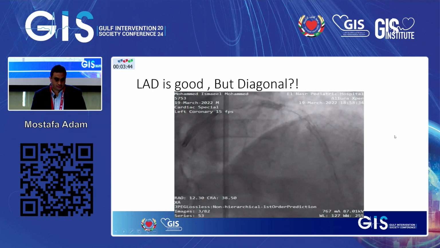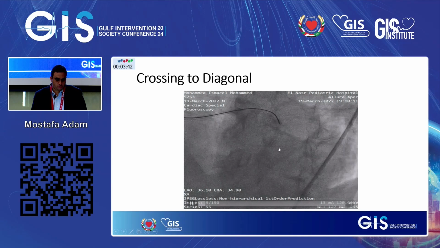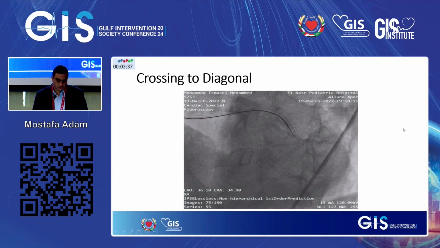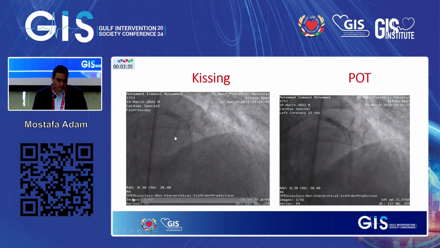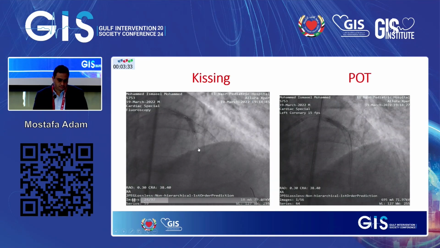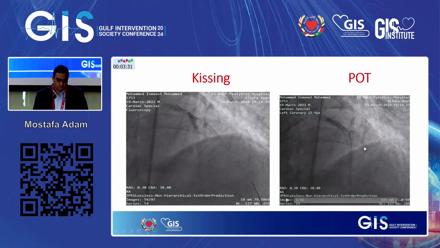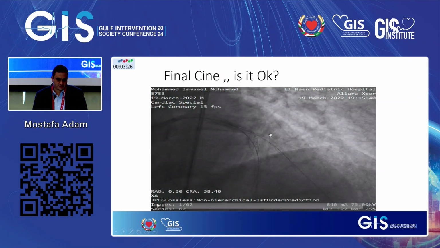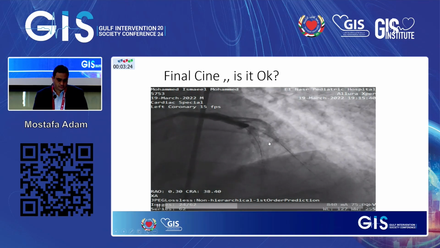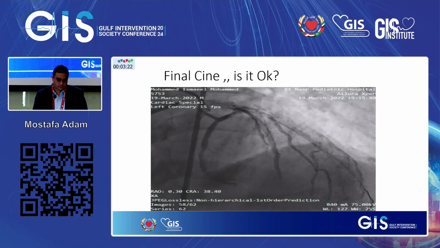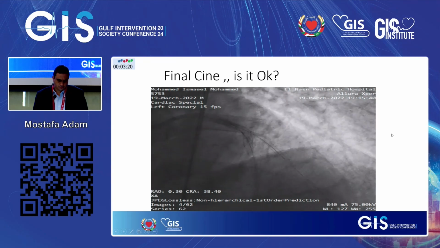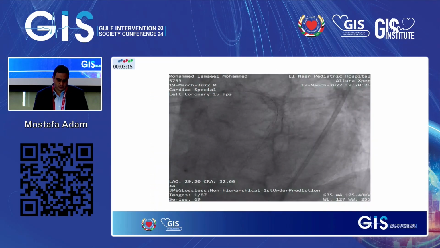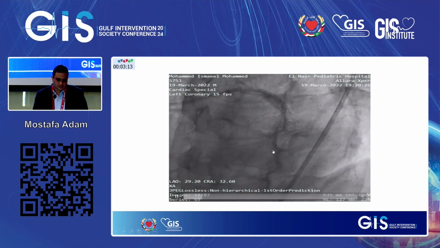We lost it again. So we crossed to the diagonal branch using a Fielder wire. And this is kissing, and this is the final scene. Is this okay? Some intracoronary adrenaline and flushes, and we restored it. This is the final scene.